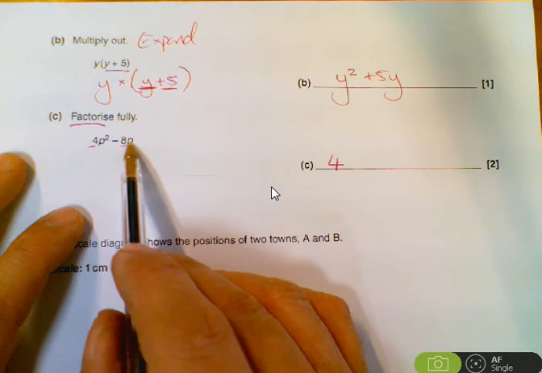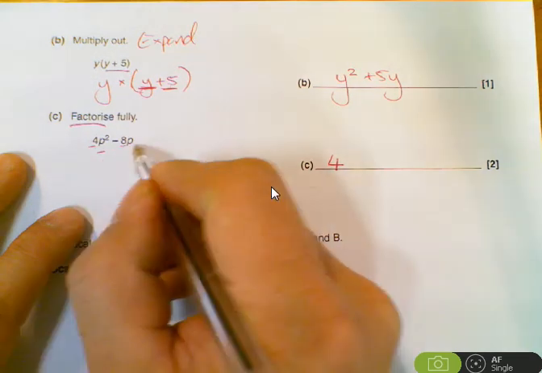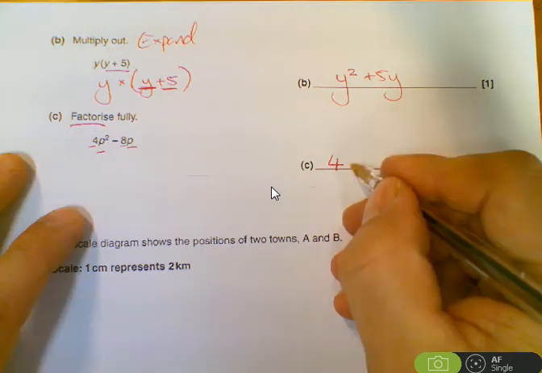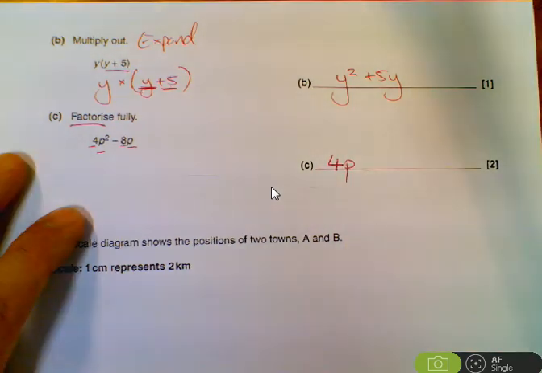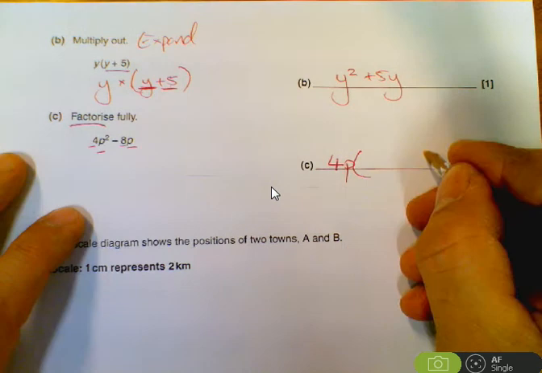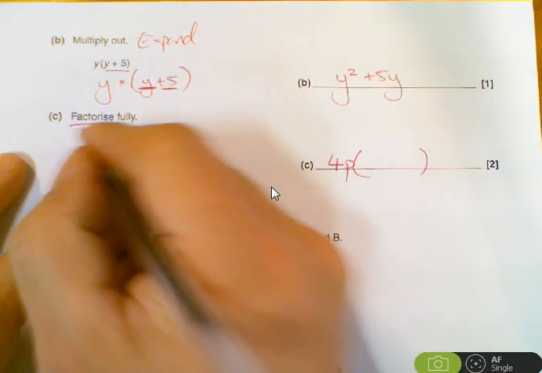Then I look at the letter parts of the term and say, do they have any letters in common? And they do, they have a P in common. So I write that down. When I've reached that point, I'm going to open empty brackets, because remember factorise means to put brackets back in.